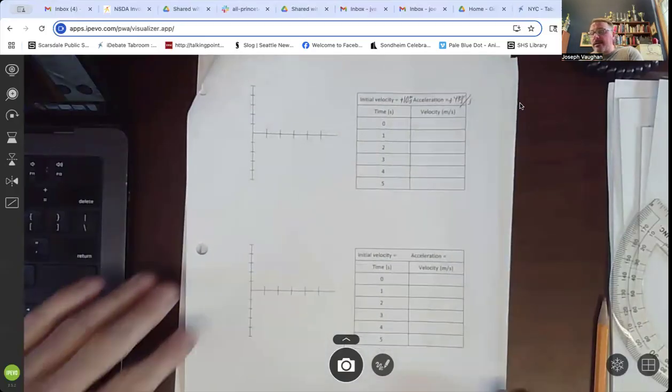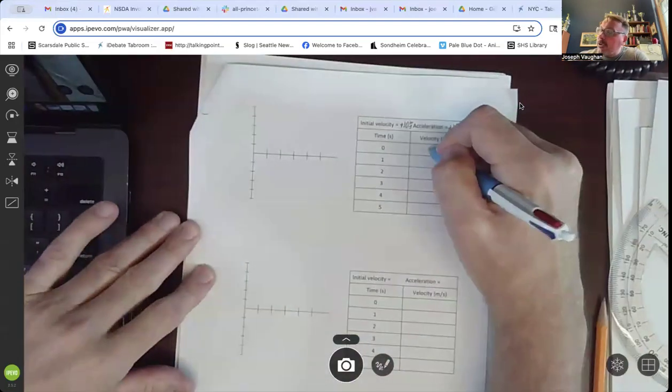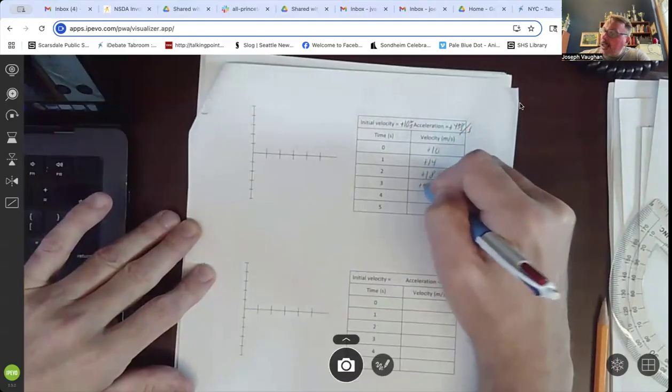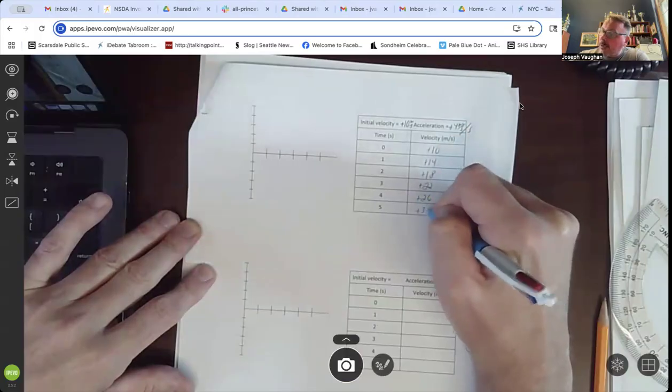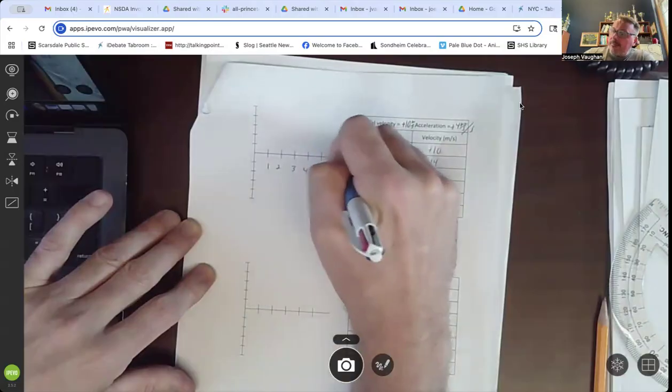Okay, stop the video, make your chart, make your graph. Okay, if you're back, you should have plus 10, plus 14, plus 18, plus 22, plus 26, plus 30. Okay, I'll come over here and quickly sketch that graph.